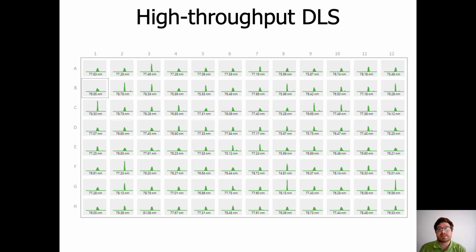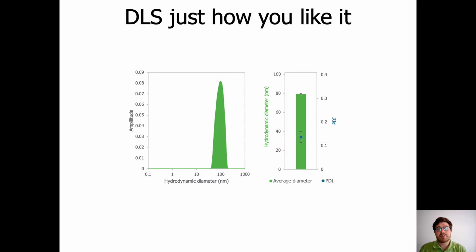Here we're looking at intensity distribution data for a whole plate of lipid nanoparticles, with z-average diameter noted as the value below each distribution. These messenger RNA lipid nanoparticles had a hydrodynamic diameter of 79 nanometers plus or minus 1%, and a polydispersity index of 0.14 plus or minus 0.02. Stunner will provide DLS results just how you like it, with hydrodynamic diameter and PDI.